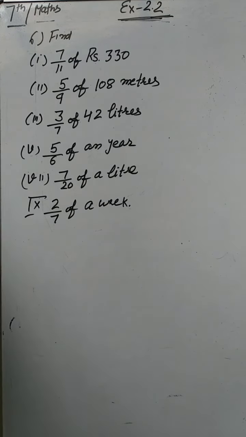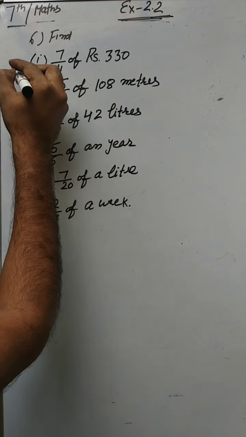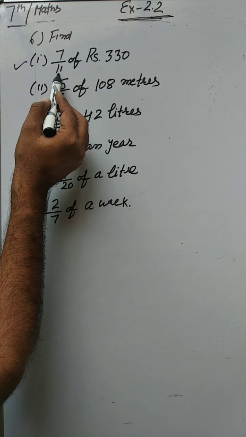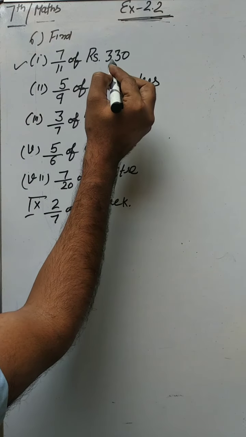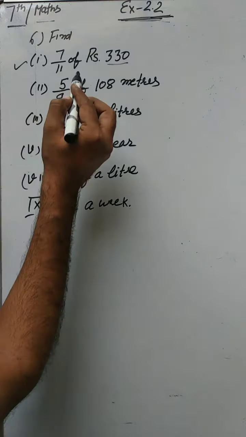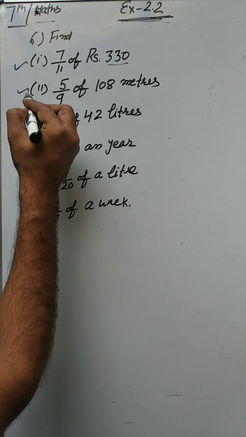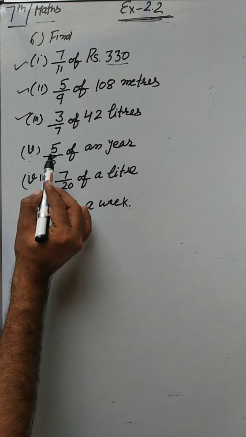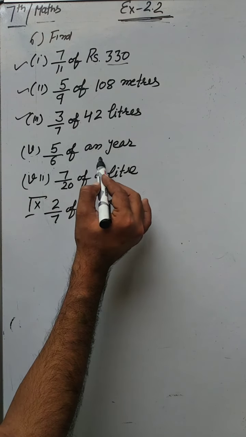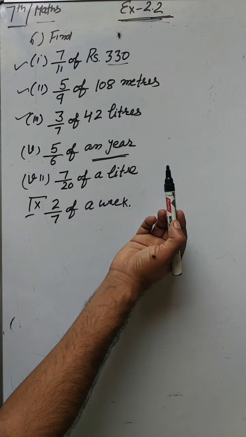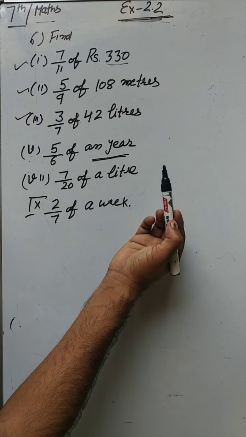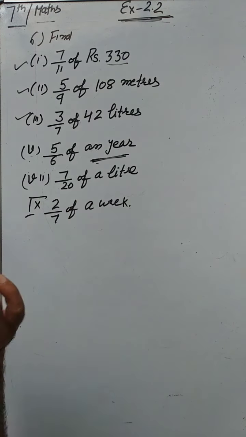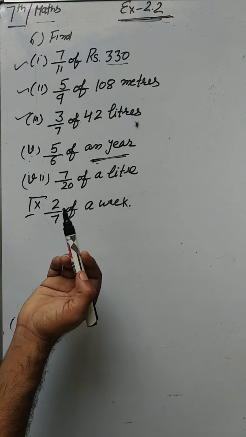Yes beta, these are the pending parts of question 6. Question 1, very simple, you have to find 7/11 of 330 rupees. Simply you have to multiply, of means multiply. Up to the third part are very simple. And look here at the fifth part, you have to find 5/6 of a year. Now you know one year has 12 months. So first of all change 1 year into 12 months. Then multiply with 5/6.